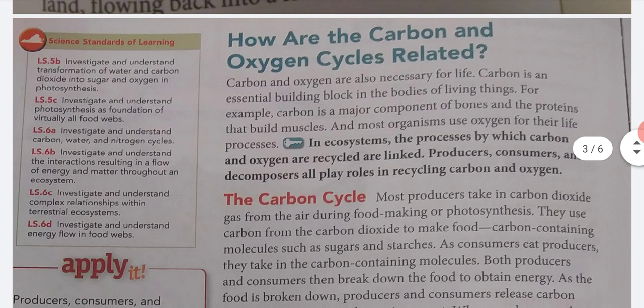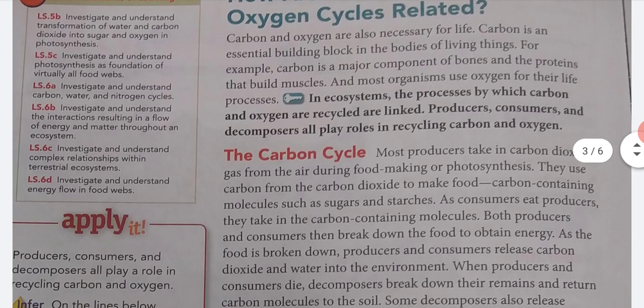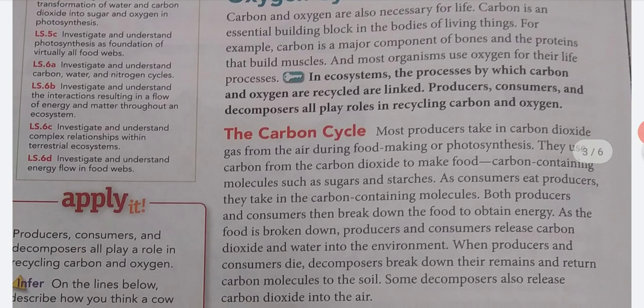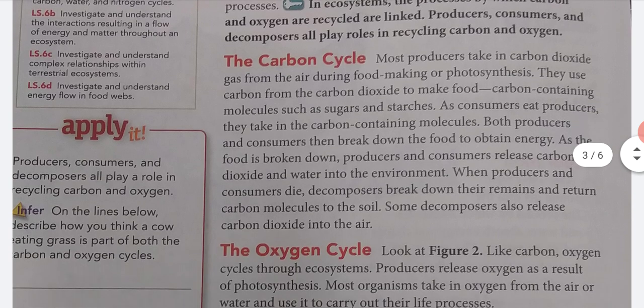How are the carbon and oxygen cycles related? Carbon and oxygen are also necessary for life. Carbon is an essential building block in the bodies of living things. For example, carbon is a major component of bones and the proteins that build muscles. And most organisms use oxygen for their life processes. In ecosystems, the processes by which carbon and oxygen are recycled are linked. Producers, consumers, and decomposers all play roles in the recycling of carbon and oxygen.